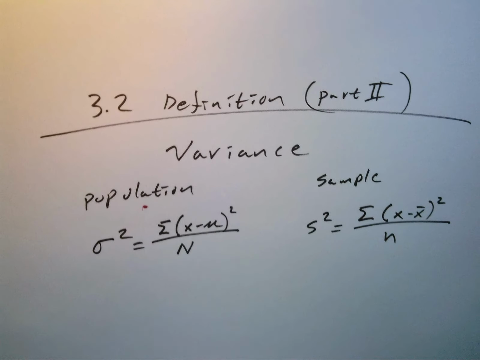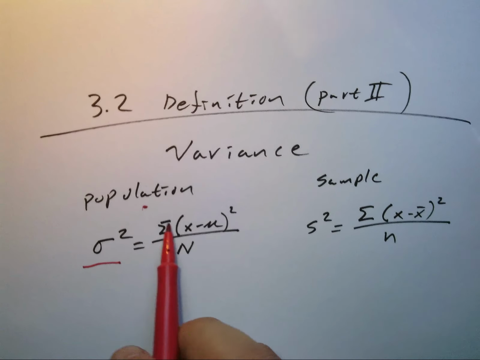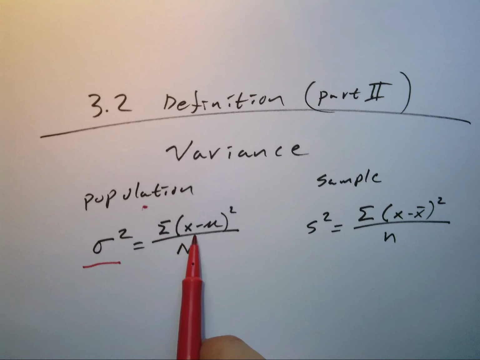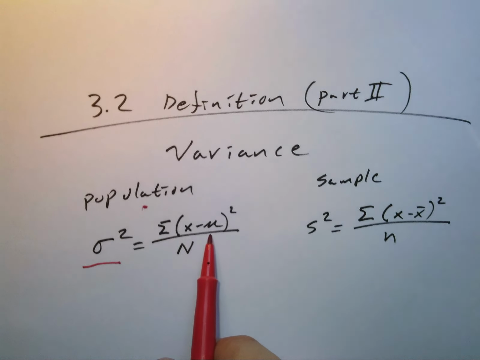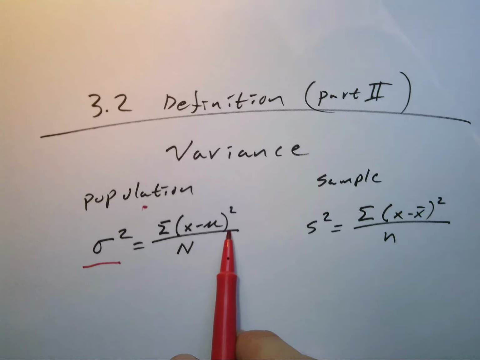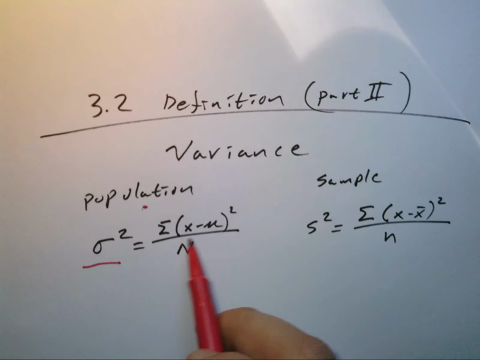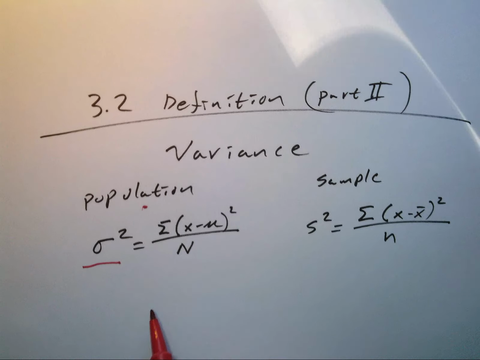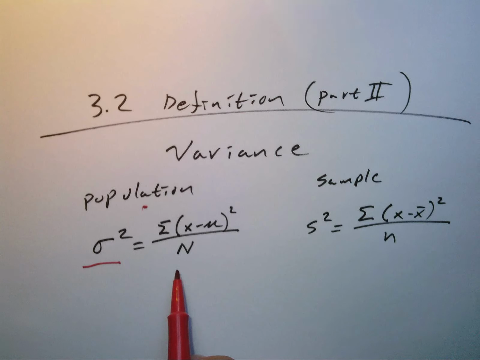So for the population variance, it's sigma squared is equal to the sum of each of your data points minus the population mean squared, all divided by n. So what you're actually going to do is take the difference, square it, and then add that to the next one. And then take all of those and take the average of them divided by n.